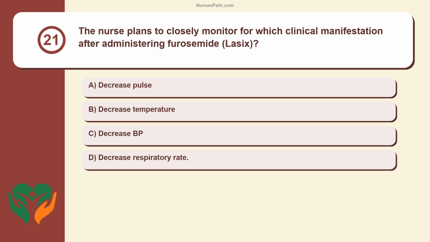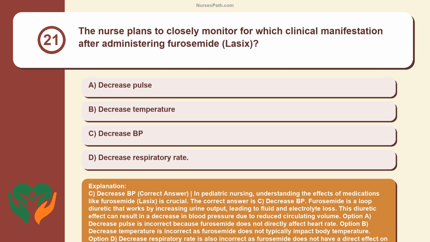Question 21. The nurse plans to closely monitor for which clinical manifestation after administering furosemide, Lasix: decreased pulse, decreased temperature, decreased BP, decreased respiratory rate. C. Decreased BP. Correct answer.